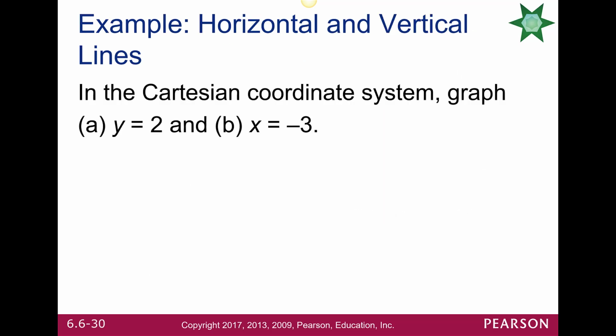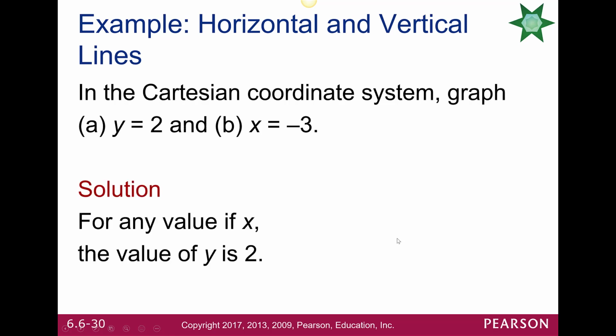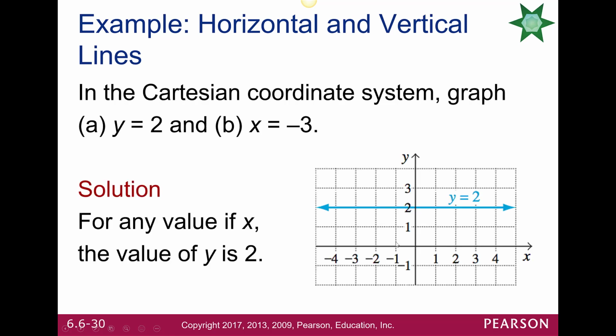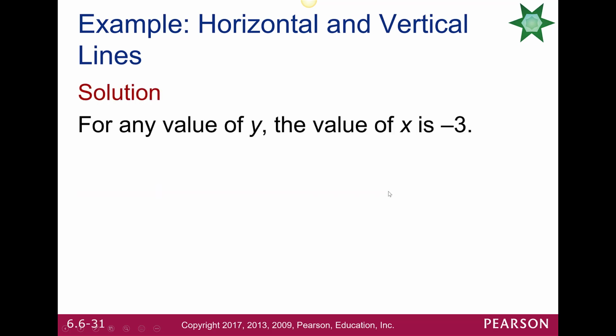And then let's do some horizontal and vertical lines. So in the Cartesian coordinate system, graph the line y equals 2. Okay, that's going to be a horizontal line. Any line equation of the form y equals a number is going to be a horizontal line. And then the second one, when it's x equals -3, it's going to be a vertical line.